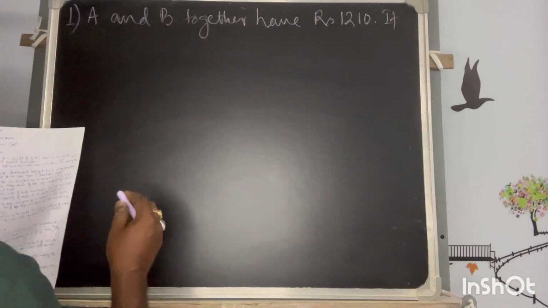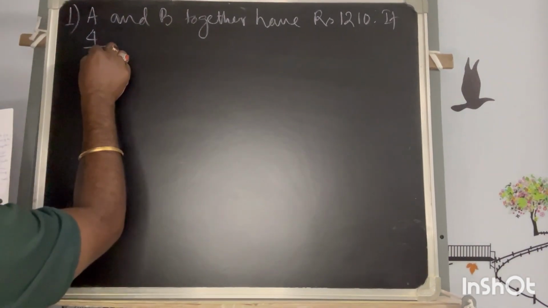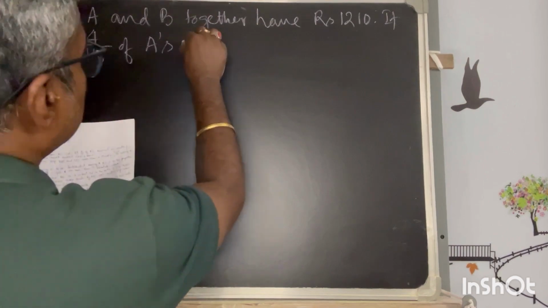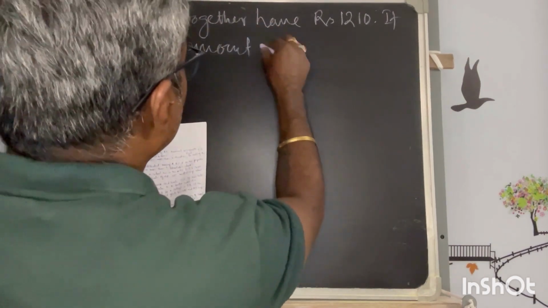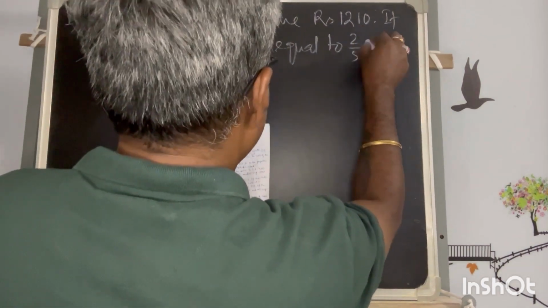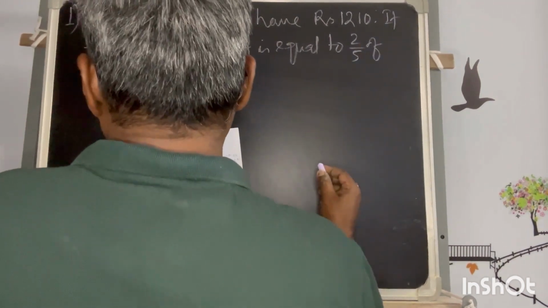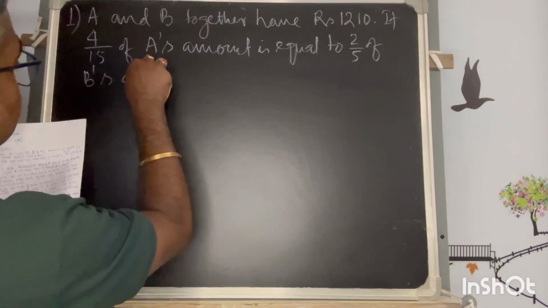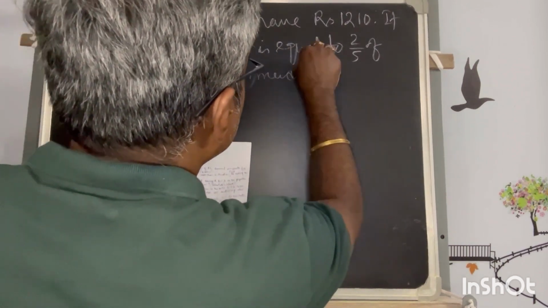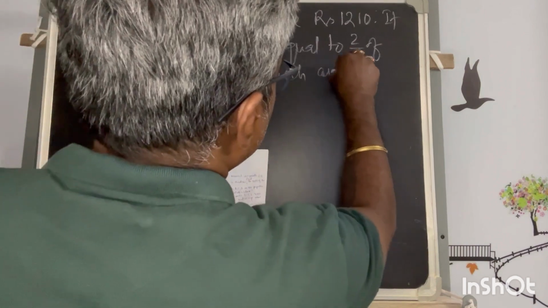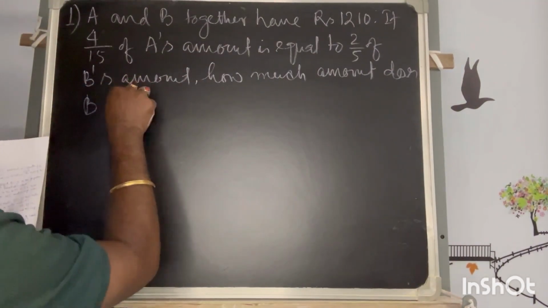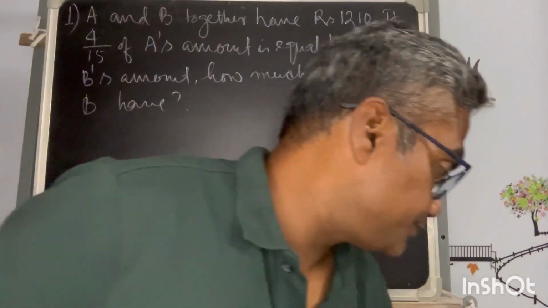Okay, so if 4/15 of A's amount is equal to 2/5 of B's amount, how much amount does B have? Okay, so what is that?